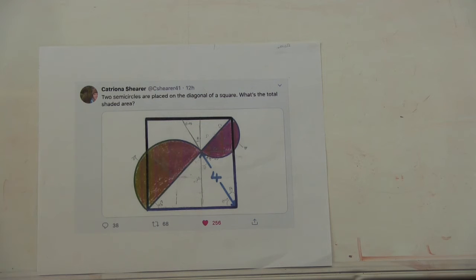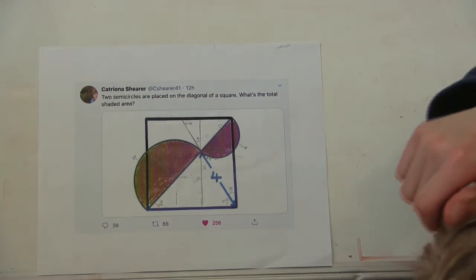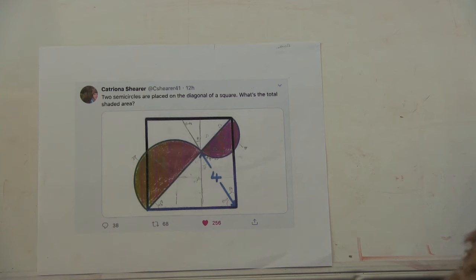Then pi r squared, 2 root 2 squared is 8, so 8 pi would be the area of the whole circle, so 4 pi would be the area of this half circle, semicircle. Interesting. Okay.